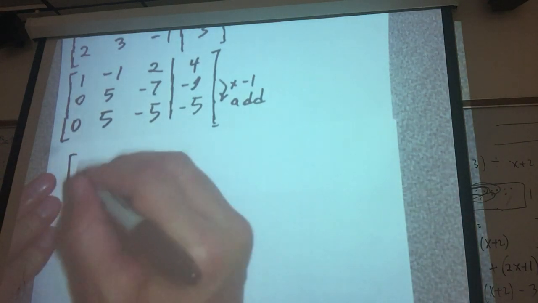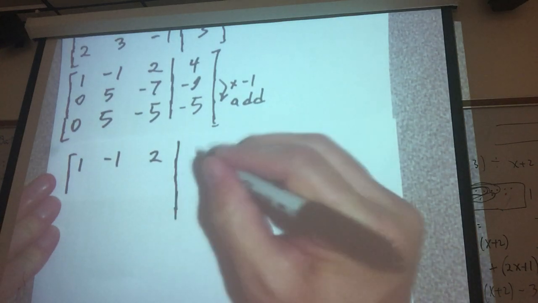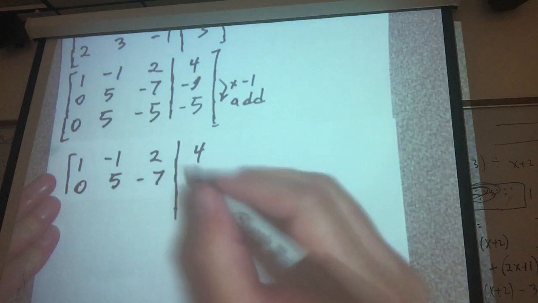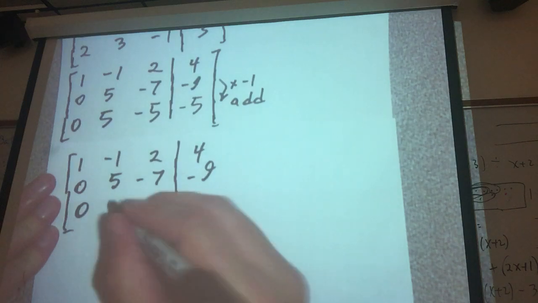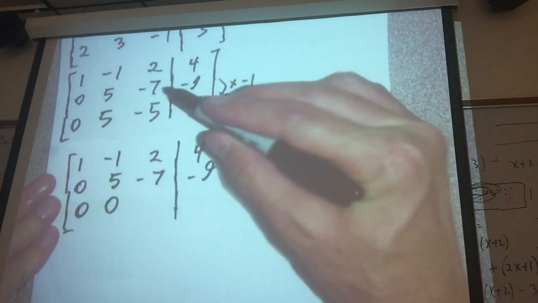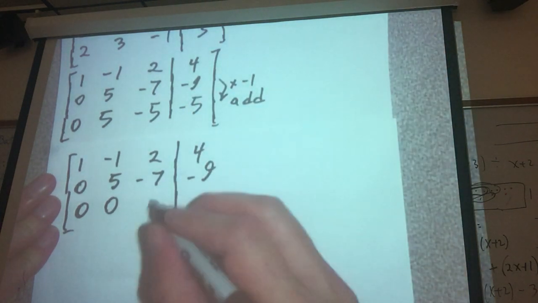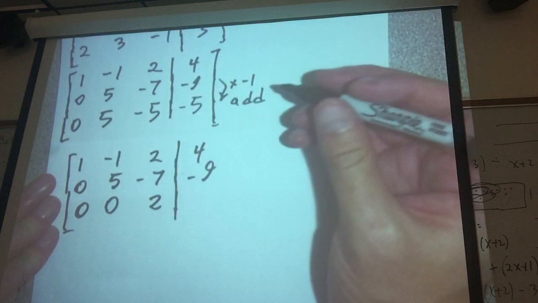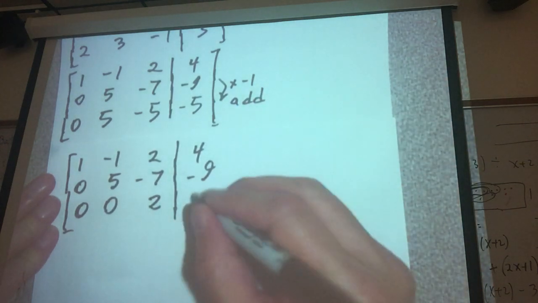So, 1, -1, 2, augment that, 4, 0, 5, -7, -9, 0, and 0. Okay, so now if I take this row and multiply by -1, -7 times -1 is +7. So a +7 and a -5 turns into a +2. And -1 times a -9 is +9, and a +9 and a -5 would be a 4.